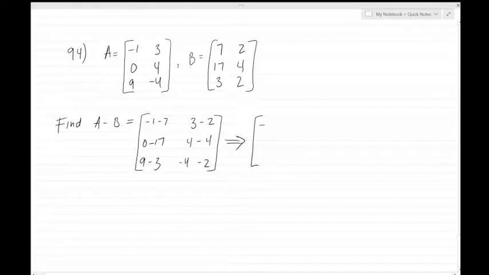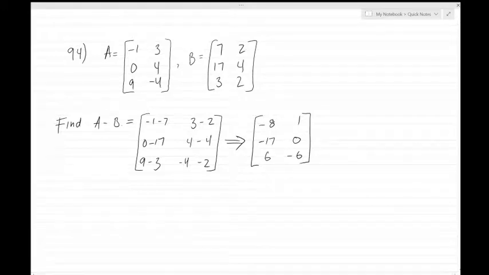-1 minus 7 is -8. 0 minus 17 is -17. 9 minus 3 is 6. 3 minus 2 is 1. 4 minus 4 is 0. -4 minus 2 is -6. And therefore, we have found A minus B. Okay. So, subtraction, they have to have the same dimensions in order for the operation to be performed.